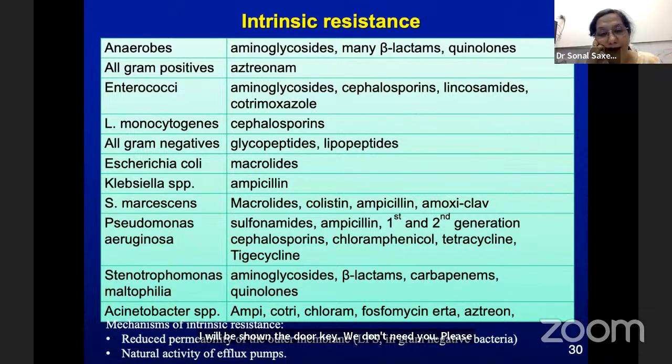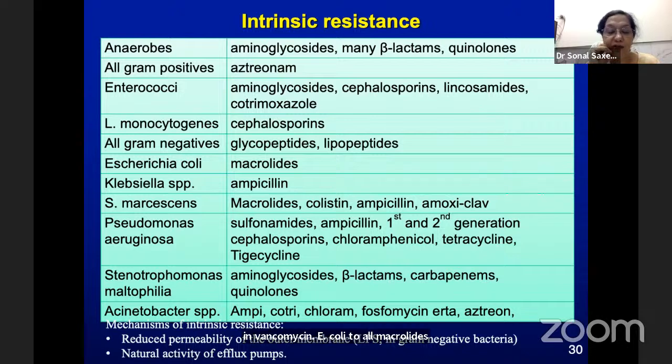So either the drug is not able to enter, or if it enters, it gets thrown out. The issue here is that for anaerobes, that is why I said initially, don't report aminoglycosides for anaerobes because they are intrinsically resistant. Many of the beta lactams, quinolones, all gram-positive organisms are resistant to aztreonam, to colistin, to polymyxin B, enterococci, to a host of drugs. One troublesome organism, Listeria monocytogenes, to cephalosporins; all gram negatives to all glycopeptides, lipopeptide, tigecycline, vancomycin; E. coli to all macrolides. This gets slipped out.